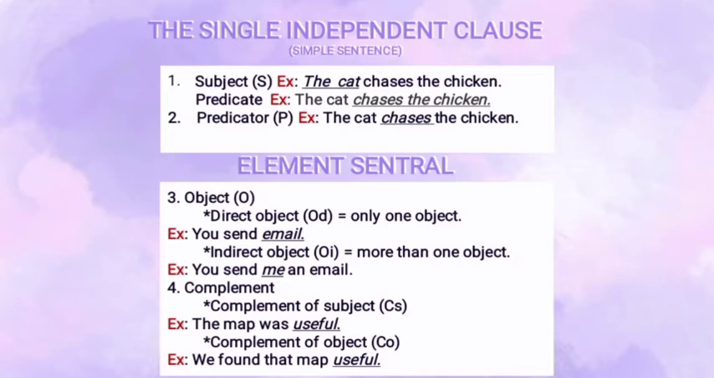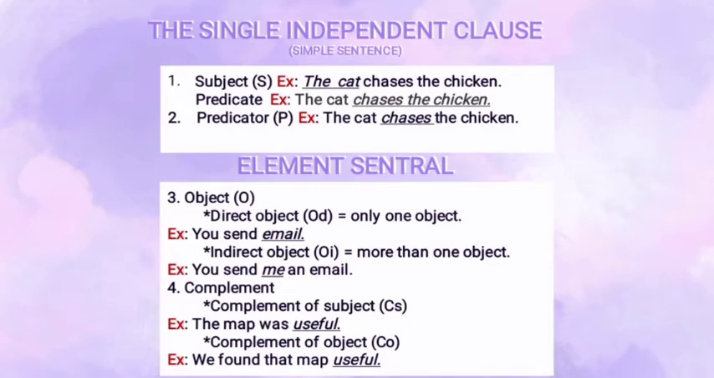And the second is predicator. What is the predicator? Predicator is the main action or process denoted by the verbs. Tindakan utama atau proses utama yang ditunjukkan atau ditandai oleh kata kerja. For the example, the cat chases the chicken. Chases is predicator.